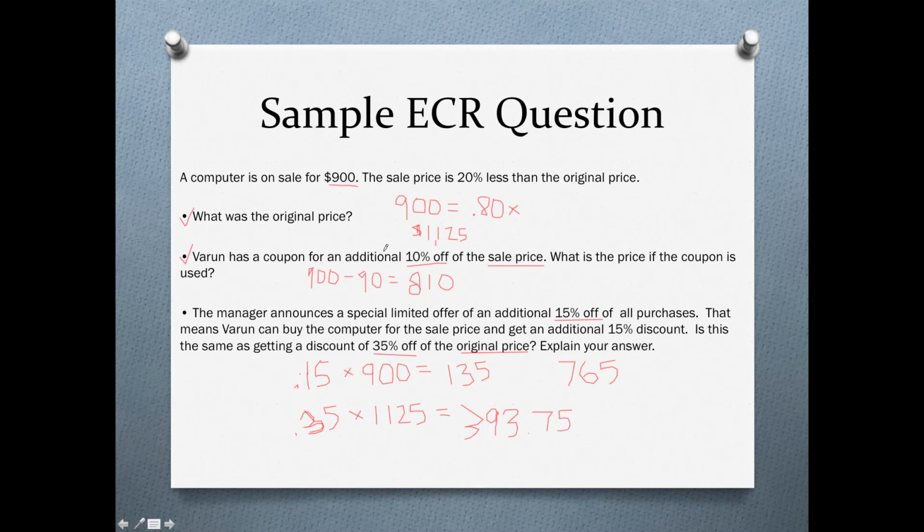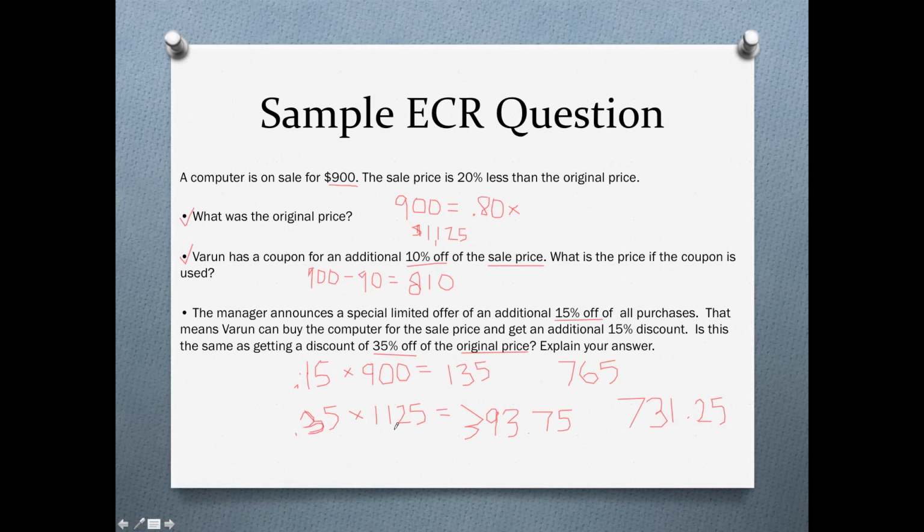And now if I take the original price of $1,125 minus $393.75, I get a new price of $731.25. So getting 35% off the original price would give me this much, and the 15% plus the 20% would give me this price, so this one would be better.